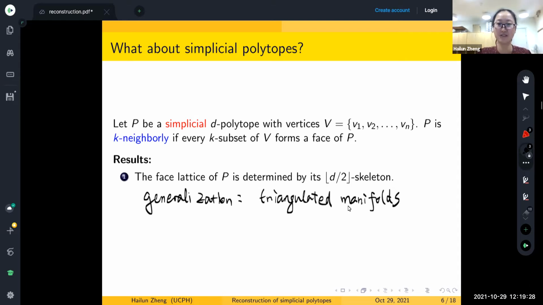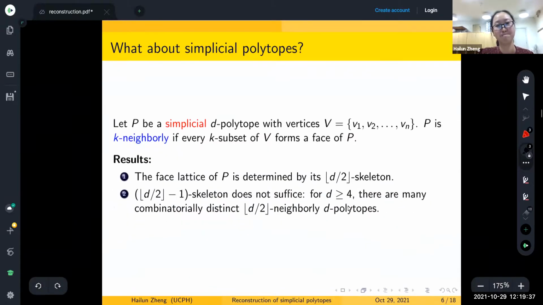But can I reduce this number a little bit? Say, what about D over 2 minus 1? This is not enough. We know that the D over 2 minus 1 skeleton does not determine the combinatorial type of P. Why? Because we could just consider the k-neighborly polytopes where k equals exactly D over 2. We could show that there are many combinatorially distinct D over 2 neighborly D-polytopes. This might be really weird, but how many combinatorially distinct D over 2 neighborly polytopes are there?